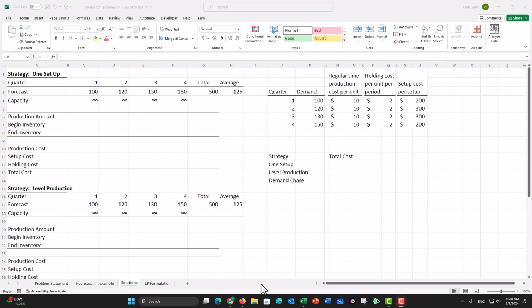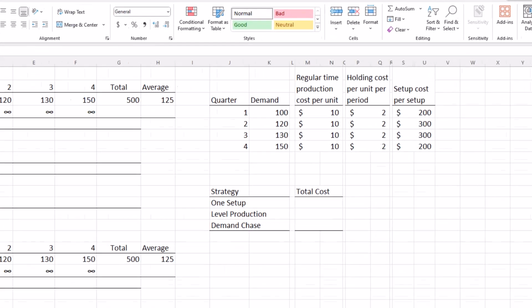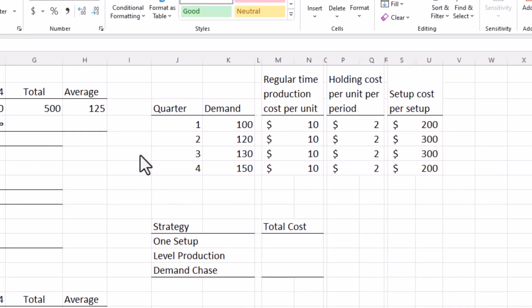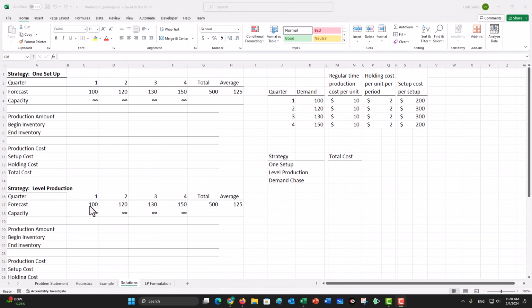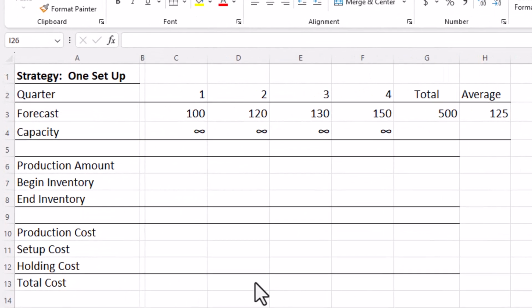I have prepared this worksheet in order to demonstrate the solution procedure. Data resides here, the original problem data with the 4 quarters, demands, regular time production cost, holding cost, and setup cost. Here, when I solve the problem, I am going to just record the total cost associated with each of the solution procedures. In this area here, I will show how to solve the problem.